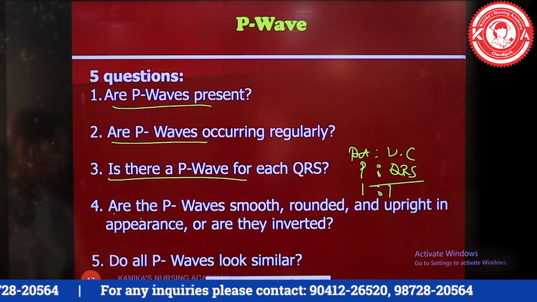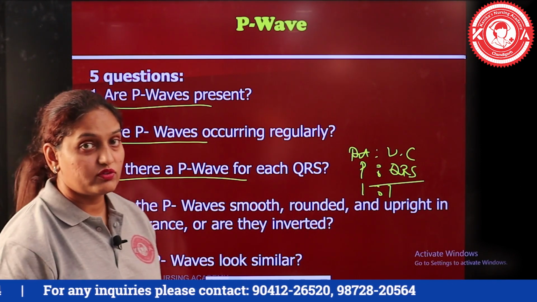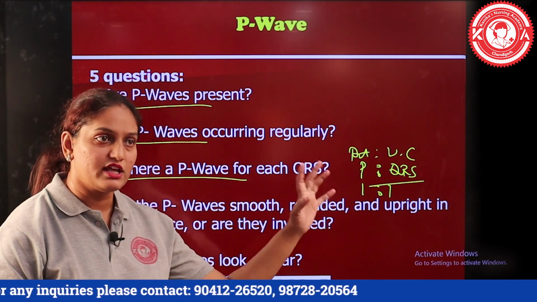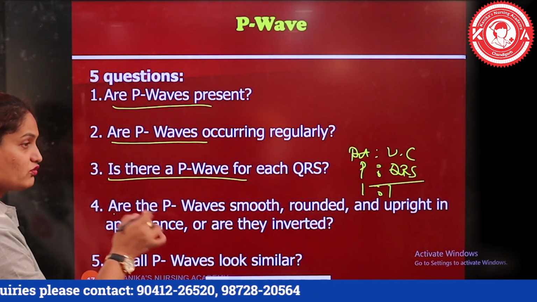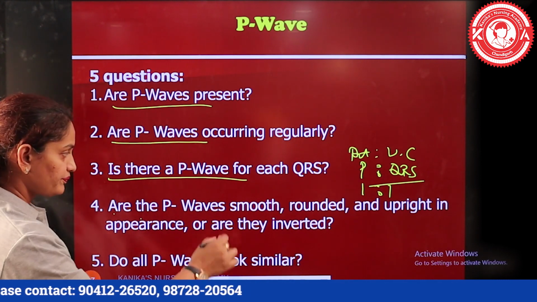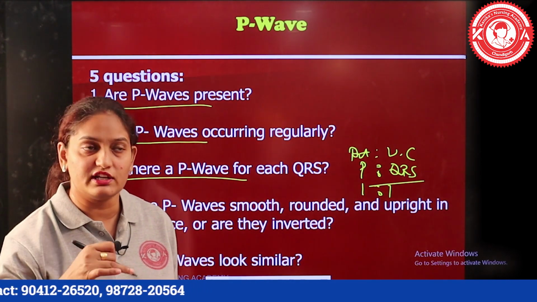Then this question is usually given in most examinations, which have already asked this question: what are the characteristics of the P wave? How should the P wave look on an ECG strip?